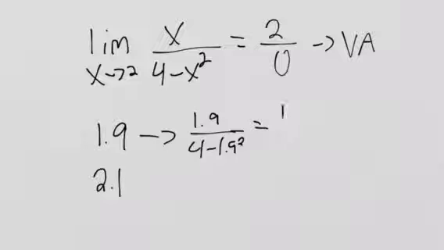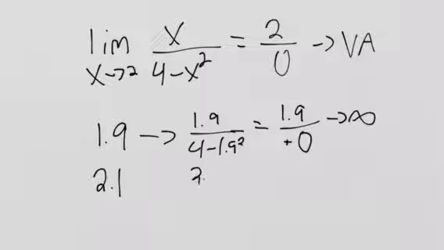Because what we're going to get is 1.9 over 0-ish, something close to 0. And it's important to know whether it's positive or negative. So since this is smaller than 2, when we do 4 minus 1.9 squared, it's going to be a positive number that's close to 0. So that's going to go to positive infinity.